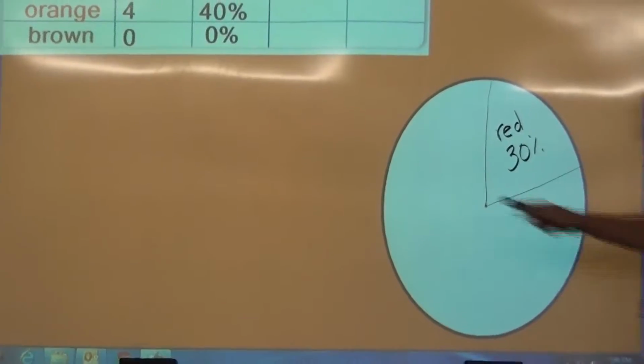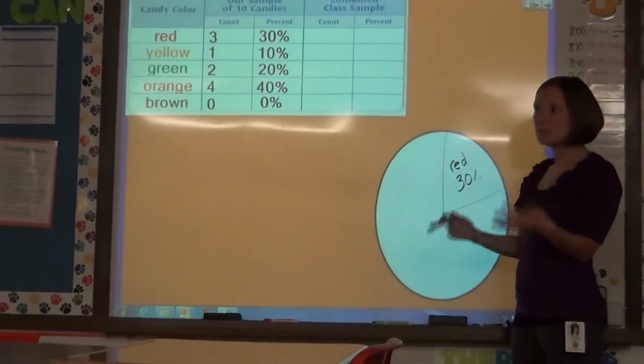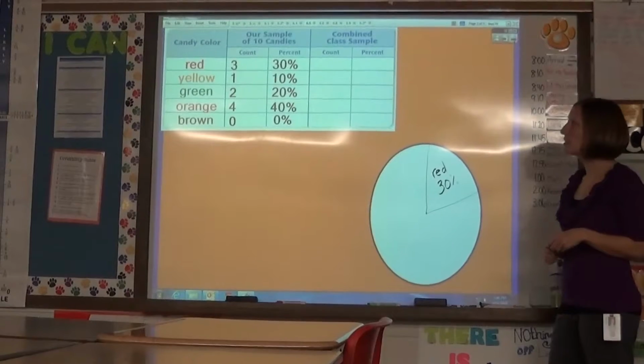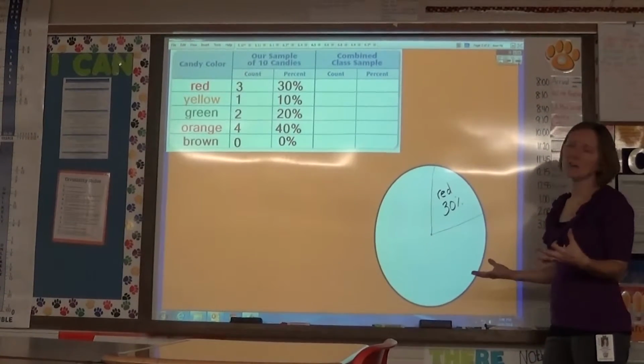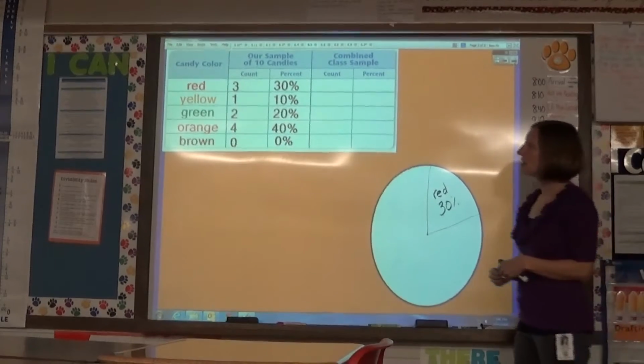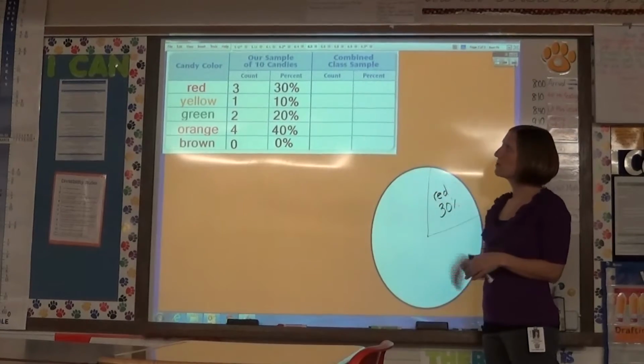Now keep in mind, if we were to combine all of our 10 pieces of candy, we would get some different results. And so if you can have a larger sample size, you're going to have more reliable data, but a sample is just part of it. So we start off with our 10 candies.